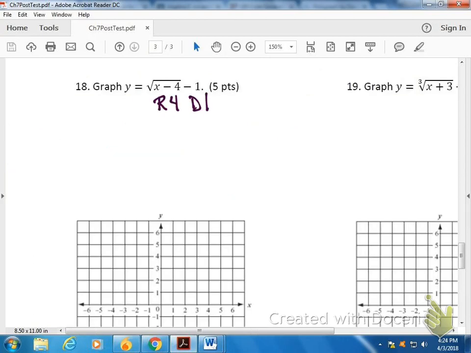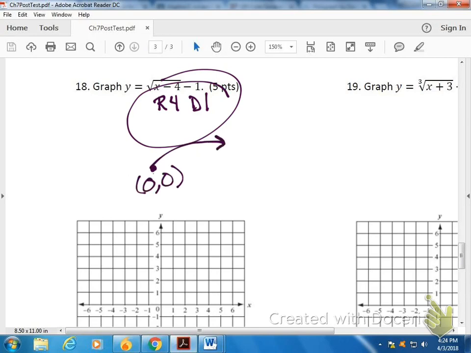So using the strategies we discussed yesterday, I'm going to move this function right 4 and down 1. It's a square root graph, so it's an arm. This original point started at 0, 0, but it's no longer at 0, 0. I'm going to move it right 4 and down 1. So now it's at 4, negative 1. The old point 1, 1 is now at 5, 0. The old point 4, 2 is now at 8, 1, if you want to go that far. And it looks like half an arm. This is what I was looking for.